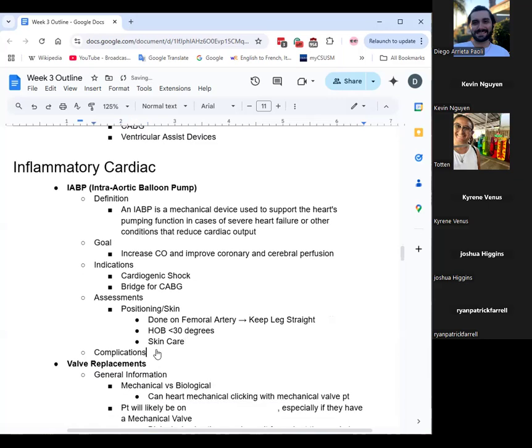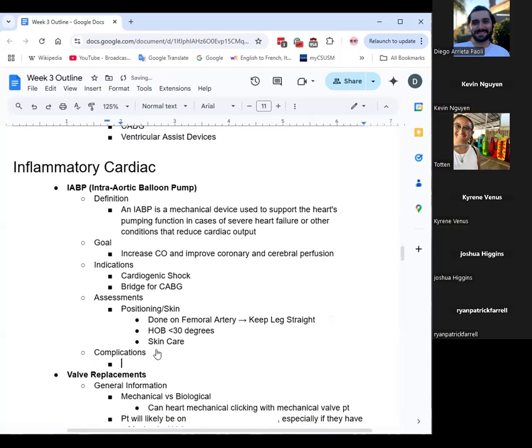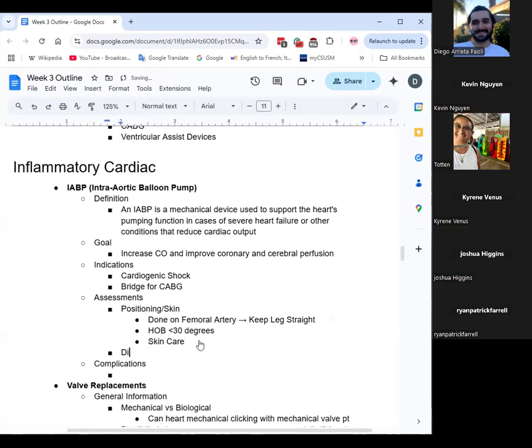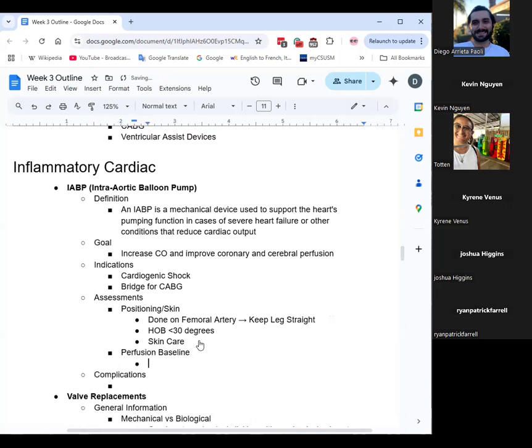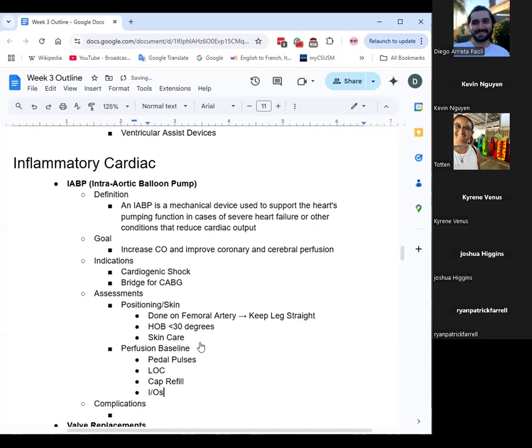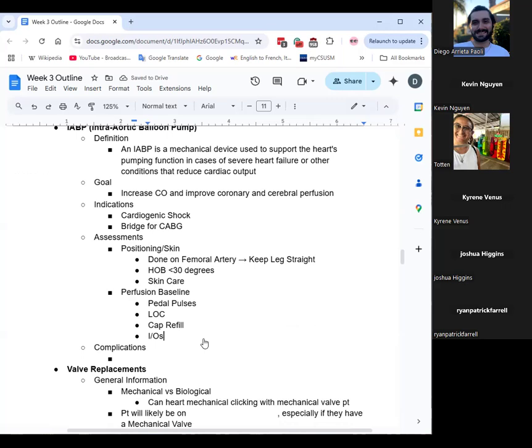Because what could happen? Yeah, we're going to assess the distal pulses. We're going to do a good perfusion baseline. That's always your goal, to get that good baseline. So what's their level of consciousness? What's their cap refill like? Their eyes and nose.